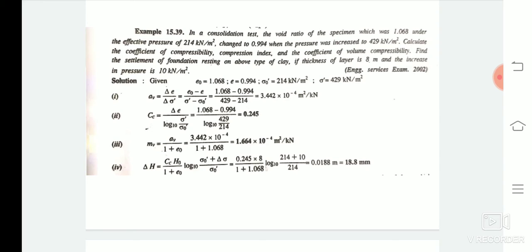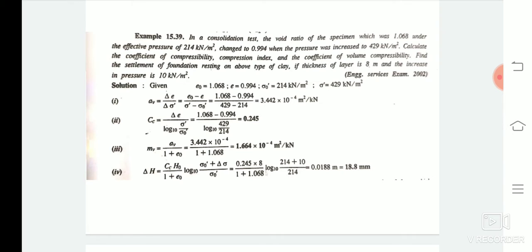The value of H naught, or the thickness of the sample layer, is given as 8 meters. So putting the value of 8 divided by 1 plus e naught, which is already given, log base 10 of the initial pressure of 214 kN per meter square plus the increase in pressure of 10, so 214 plus 10 by 214. The logarithm of this value gives 0.0188 meter. So let us convert it into millimeter by multiplying it with 10 to the power 3. So we are getting 18.8 millimeter as settlement of the clay layer. So this is the very basic, first numerical related to consolidation.